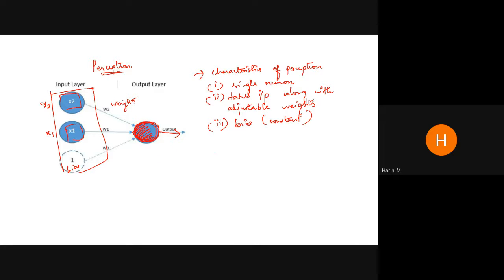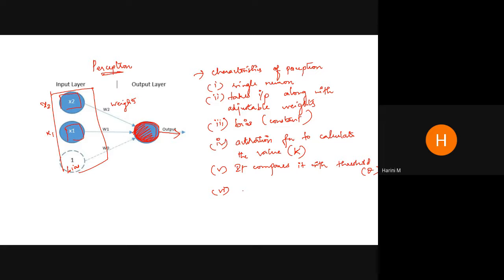Based on this, it uses an activation function to calculate the value which can be compared with the threshold. For example, let's say the calculated value is k. It compares it with the threshold, which we set, and depending on that, it fires the output or activates the neuron.